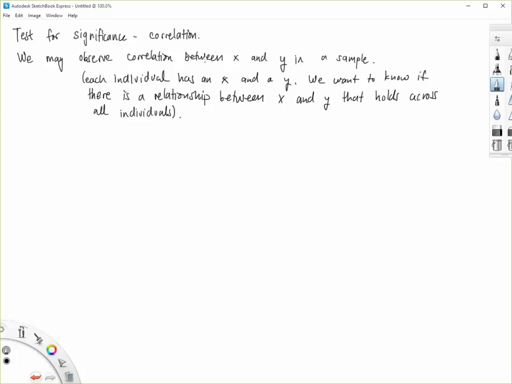So we observe correlation between x and y in a sample. Does this mean there's correlation between x and y in the population?